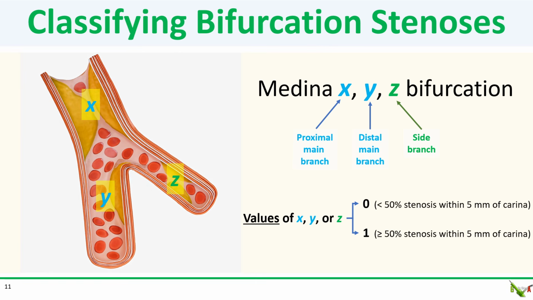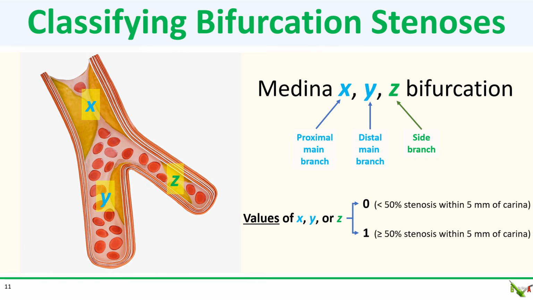Okay, so with this basic vocabulary under our belt, we now need a way to communicate where the stenoses are within the bifurcation. The easiest and most common way to do this is the Medina classification system. In the Medina system, you divide the bifurcation into three parts. The proximal main branch, here referred to as X, the distal main branch, here referred to as Y, and the side branch, here referred to as Z.